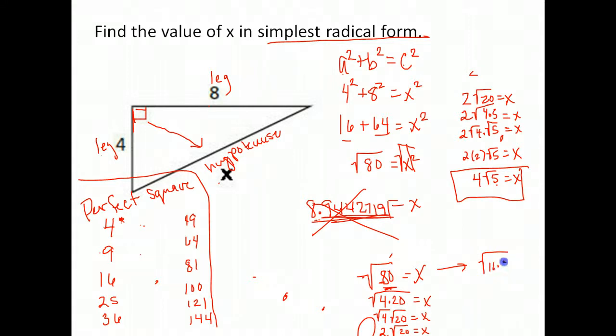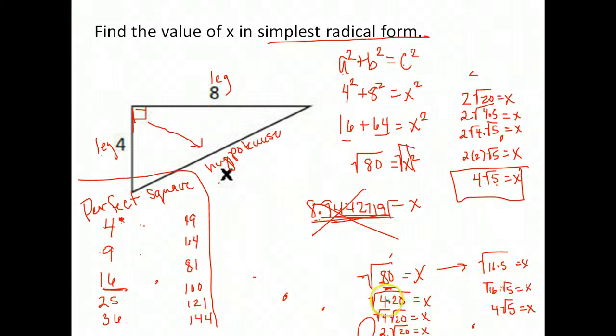also 16 times 5, because 16 is one of our perfect squares that has a whole number square root. And then I could separate those, and the square root of 16 is 4. The square root of 5 has to stay because it doesn't have a whole number square root. So that would have been a faster route.